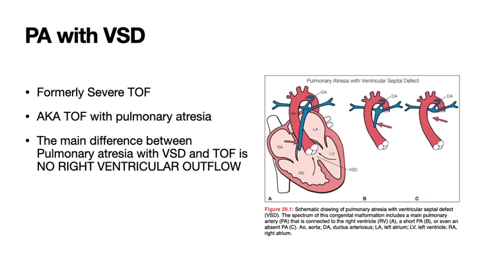The main difference between pulmonary atresia with VSD and classic tetralogy of Fallot is really the degree of obstruction. With tetralogy of Fallot, there is right ventricular outflow obstruction. With pulmonary atresia as the obstruction, it's complete.